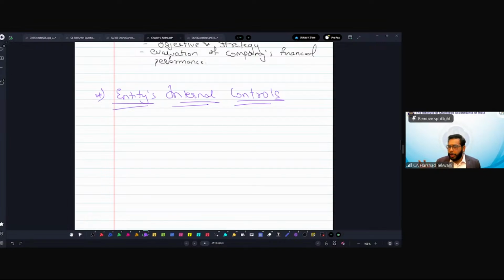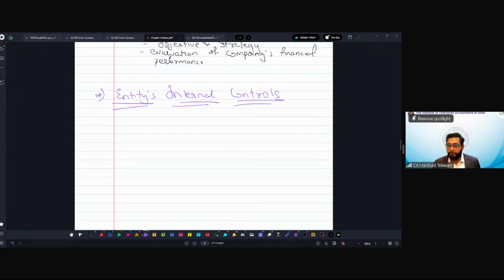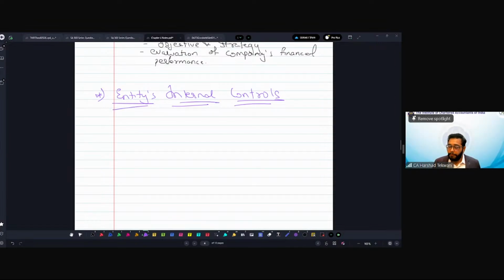No, Jimmy. I'm talking about components of internal control. Come on, guys. Anyone? Components of internal control, very important. Okay, I'll give you a hint. There are 5 components of internal control. Anyone?